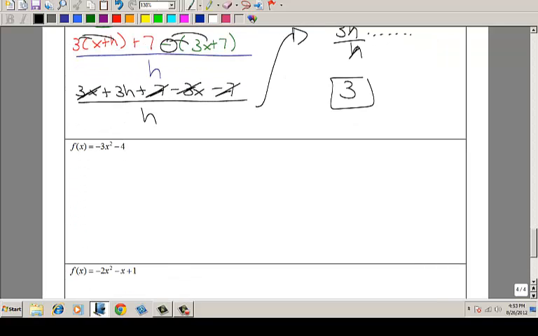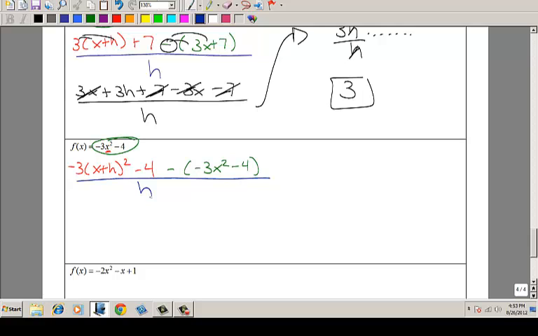Let's look at our second one. Let's find the difference quotient for negative 3x squared minus 4. Okay? Again, the first thing I need to do is find f of x plus h. Well, that tells me instead of writing x squared, I need to write x plus h squared. So this becomes negative 3 times x plus h squared minus 4. That is f of x plus h. Again, after that, I need to subtract f of x. Well, f of x was my given, so I need to subtract that negative 3x squared minus 4. And this all goes over h.